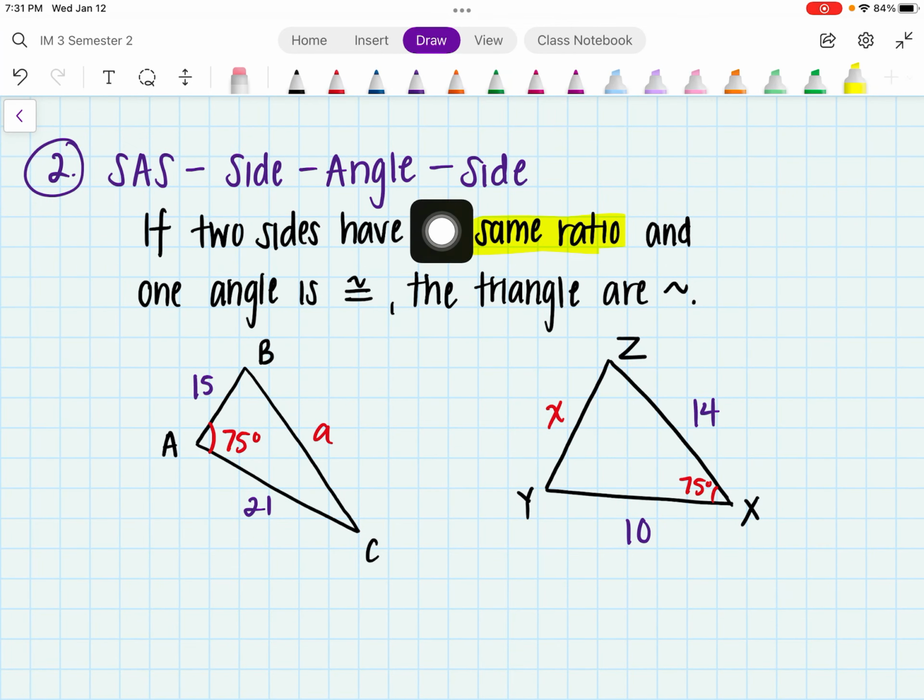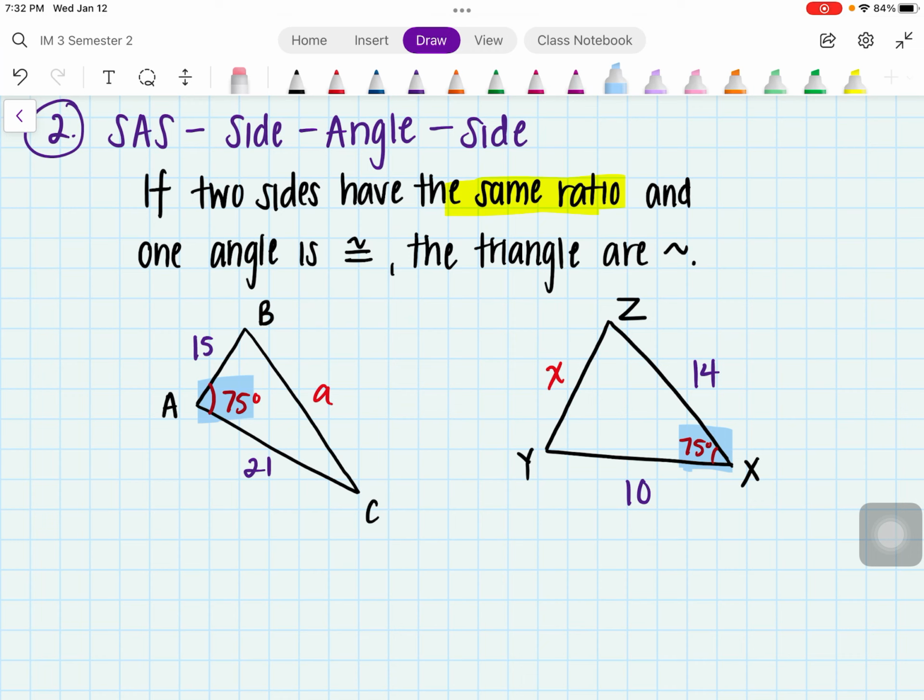All right, here is the next one. The next one talks about SAS, or side-angle-side. It says that if two sides have the same ratio and one angle is congruent, then the triangles are similar. Now, guys, it does have to go in the format where you have a side with the same ratio as the corresponding side, then you have an angle, then you have another corresponding side. So, for example, if we take a look at triangle ABC and triangle XYZ, we want to determine whether this is true.